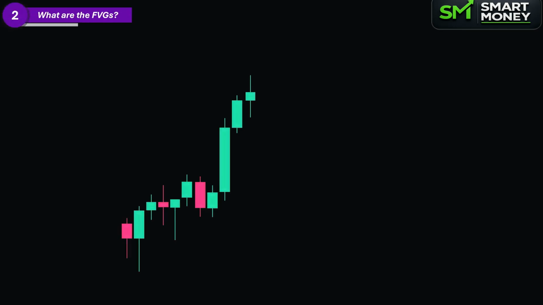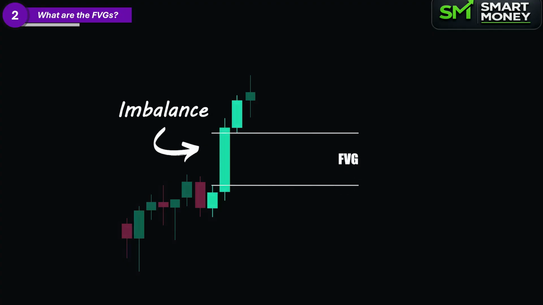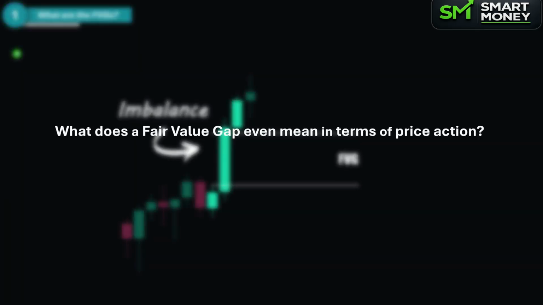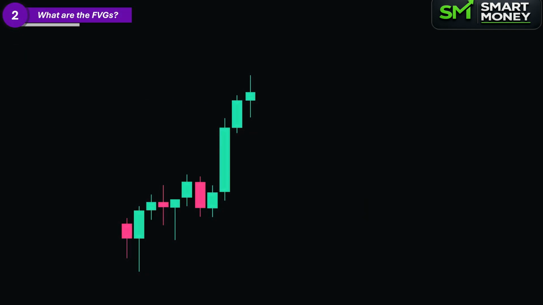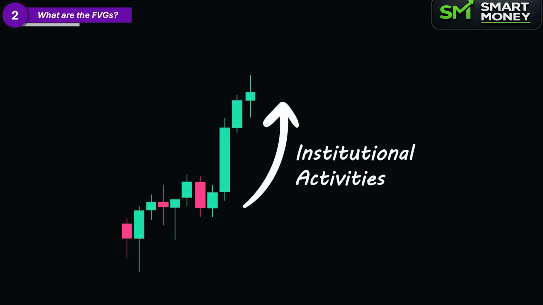What are fair value gaps? A fair value gap is a price gap caused by a sudden imbalance between the strength of buyers and sellers. It's defined by a 3-candlestick formation where we have a gap between the wicks of 3 consecutive candles like this. Now, what does the fair value gap even mean in terms of price action? As the name suggests, it simply means that there is a gap in the fair value of the price. The massive buying pressure has caused this aggressive movement, likely due to institutional activity, and now the price is inefficient.